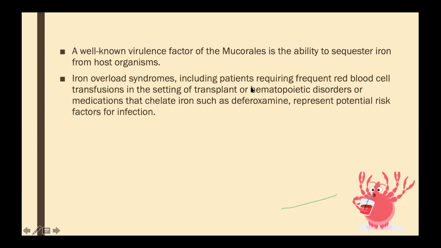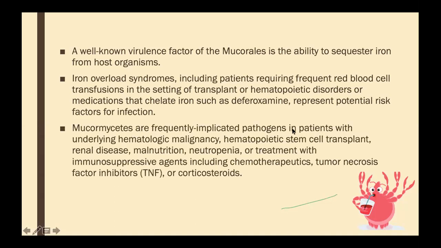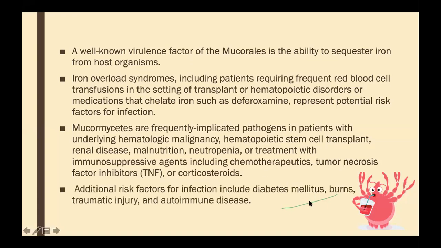An iron overload syndrome, including patients requiring frequent red blood cell transfusion in the setting of a transplant or hematopoietic disorder, or medication that chelates iron such as deferoxamine, represents a potential risk factor for the infection. Mucormycosis is frequently implicated in patients with underlying hematological malignancy, hematopoietic stem cell transplantation, malnutrition, neutropenia, or treatment with immunosuppressive medication, or chemotherapeutic, tumor necrosis factor and corticosteroid. Additional risk factors can include diabetes and autoimmune disease, but the most common is the iron overload.